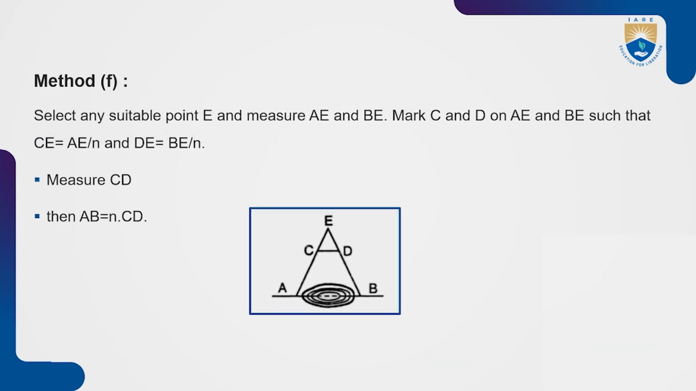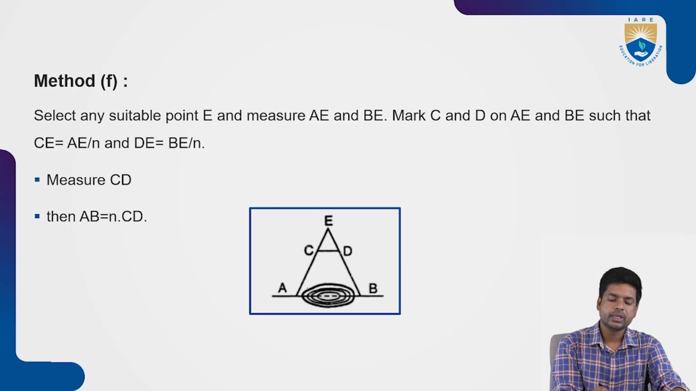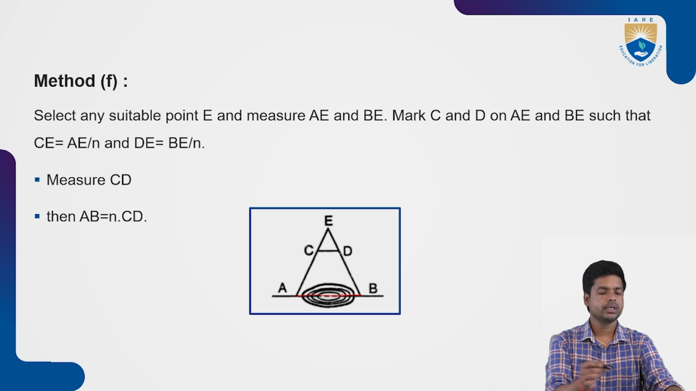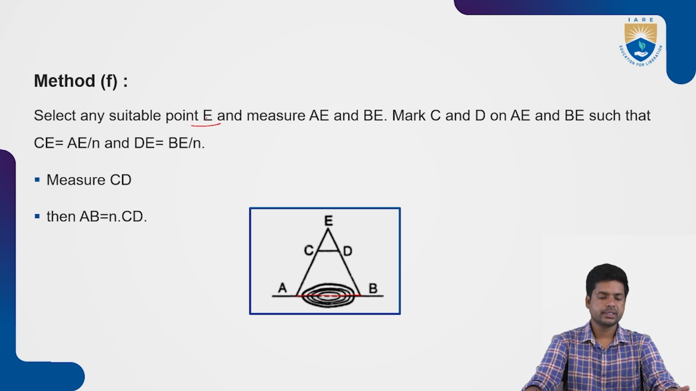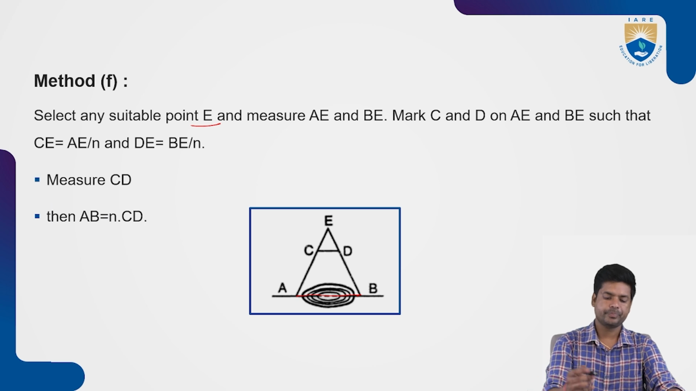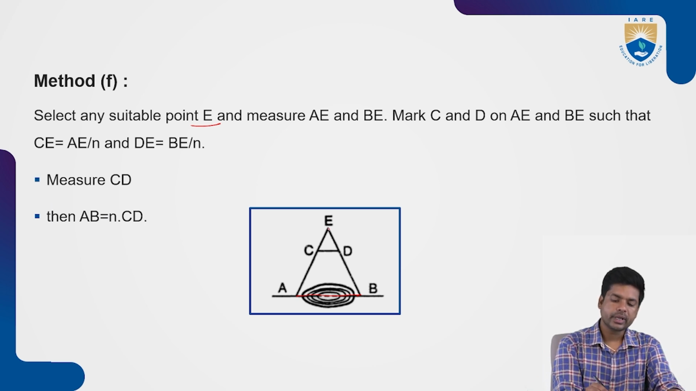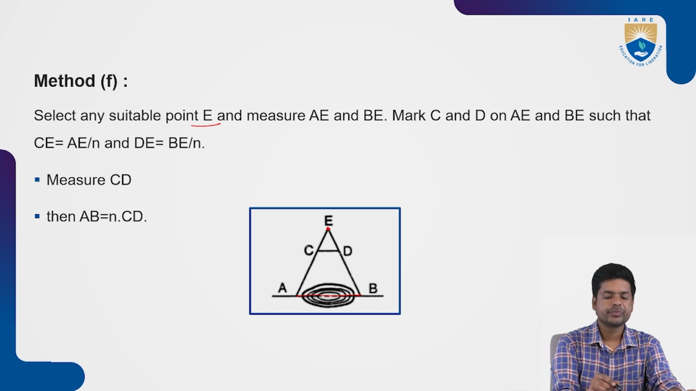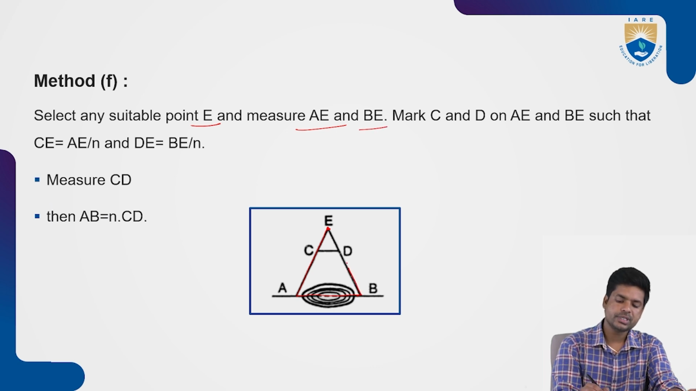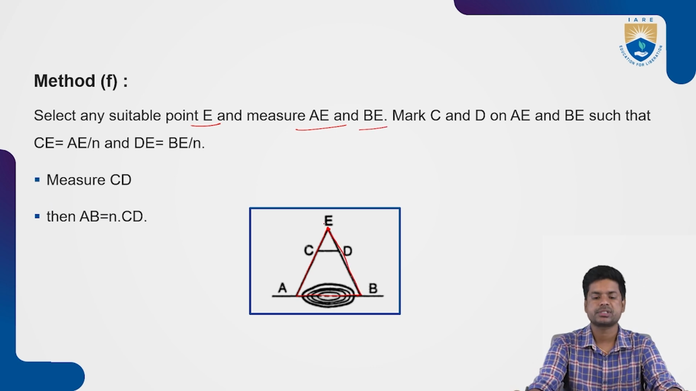Coming to the next method, here also we have to measure the length AB. Select any suitable point E. Here I am going to select the point E on one side of the chain line. Now measure the distances of AE and BE. These two distances will be measured after establishing the points.